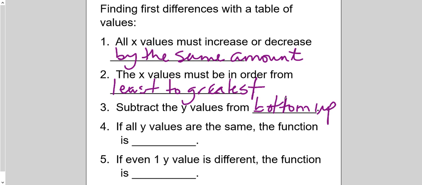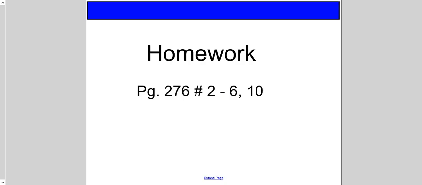And if the y differences are all the same, then we can say that this function or this relationship is linear. And if even one is different, then of course our function is non-linear. So very important with our table of values that we can see the x values are going up or down by the same amount, that they're in least to greatest, and we're going to subtract from the bottom up. From there, if your numbers are all the same, it's linear, and if even one number is off, it's non-linear. Perfect. A little bit of homework for you guys to try.